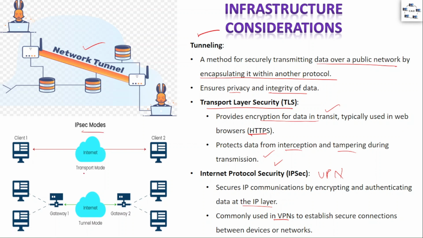It basically has two modes: the transport mode, which is between different clients, while the tunnel mode is between different gateways. Here, gateway means that you have a firewall over here and a firewall over here. A VPN is made between those two firewalls, and all the devices behind these two firewalls are secured. When they want to communicate with each other, the traffic goes through this VPN tunnel and it is encrypted.